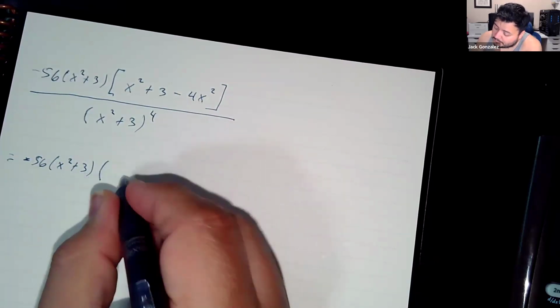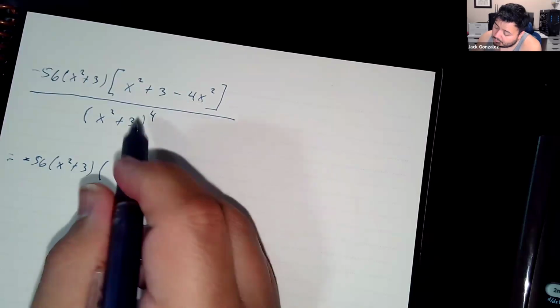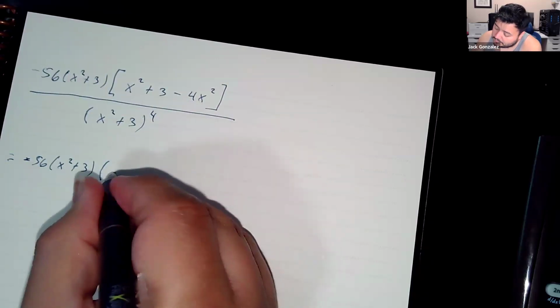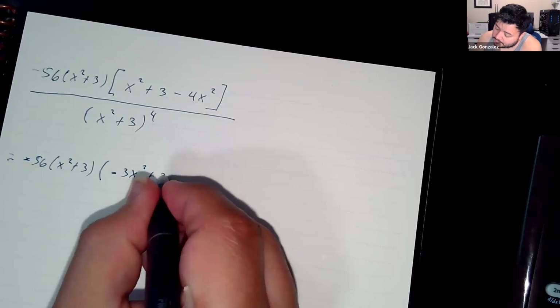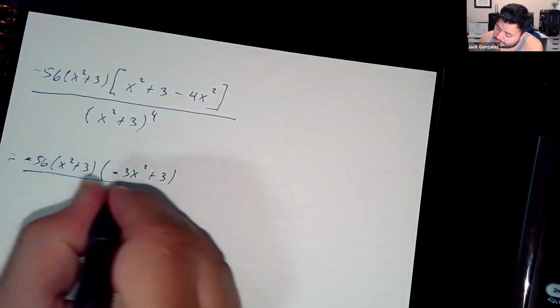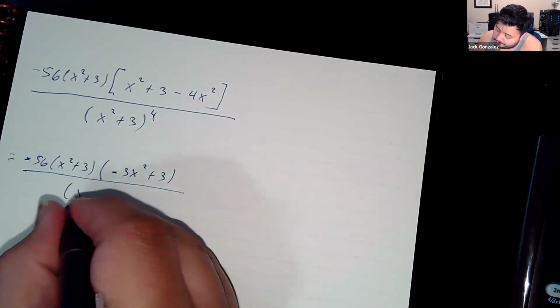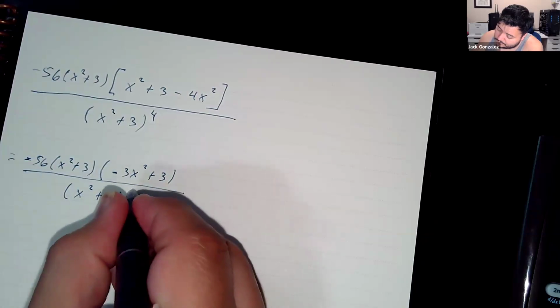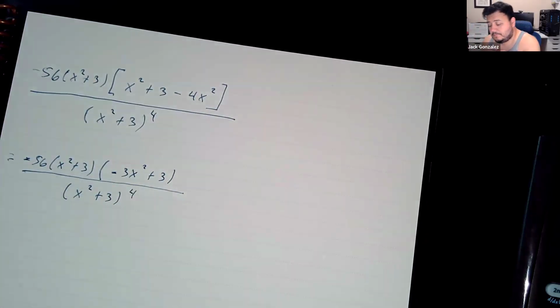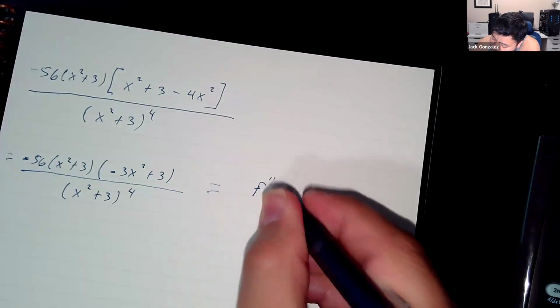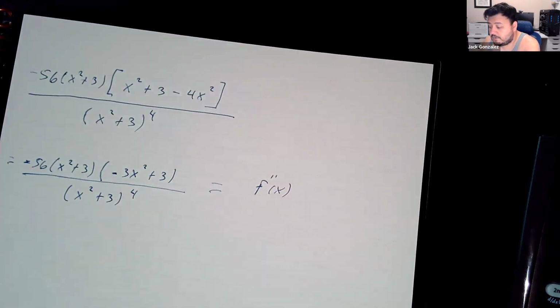I don't need brackets anymore. So that'll be negative 3x squared plus 3. All right. So set these to 0 and find your critical numbers. So there's the double prime, finally.